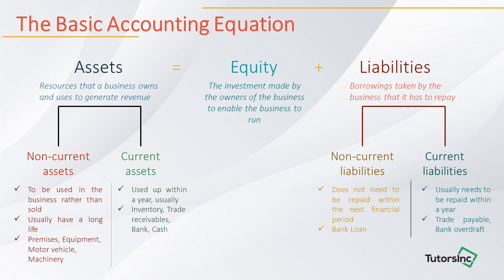Just like assets, liabilities can also be classified into non-current liabilities and current liabilities. Non-current liabilities are those liabilities that give you more than a year to repay. For example, a bank loan. A bank loan usually allows a repayment period of at least 5 to 10 years. However, current liabilities are due only within a year. This includes trade payable, bank overdraft, etc.